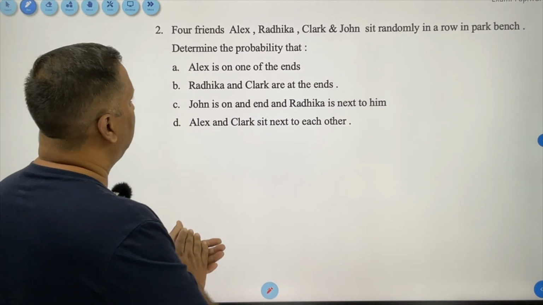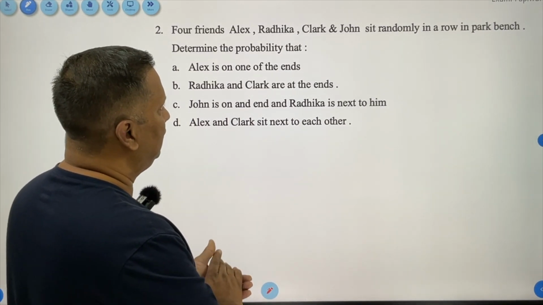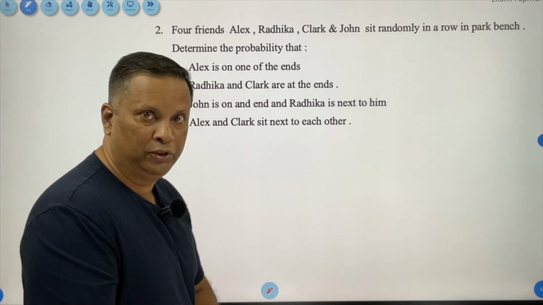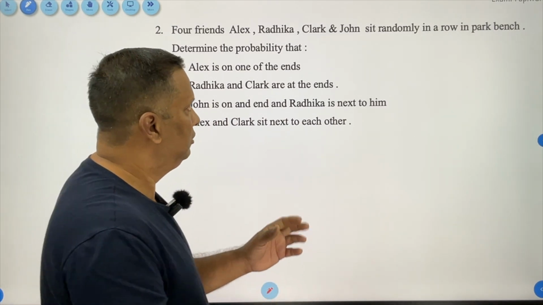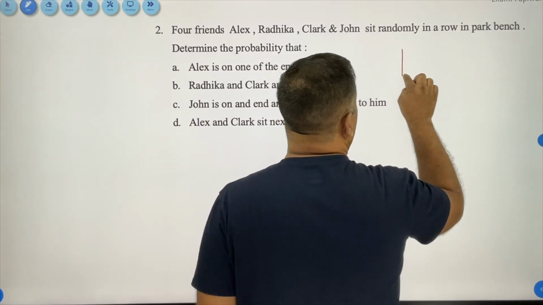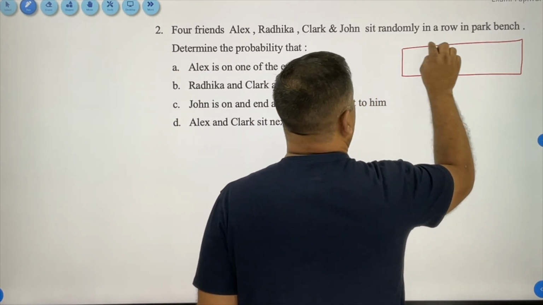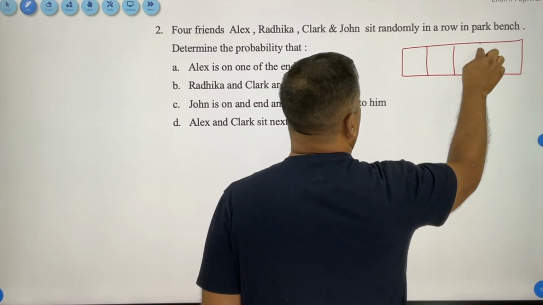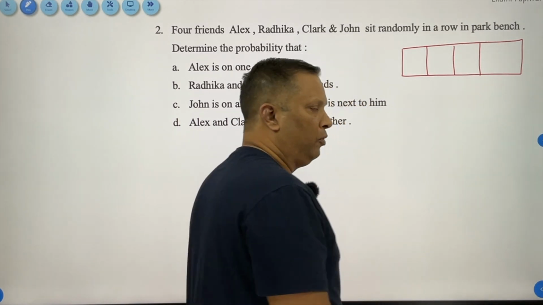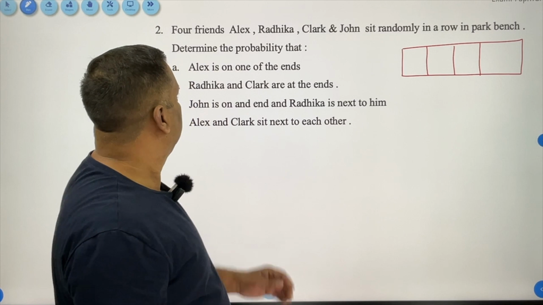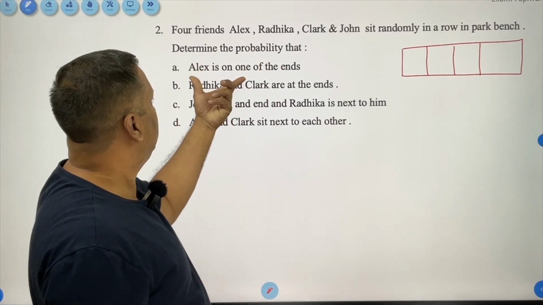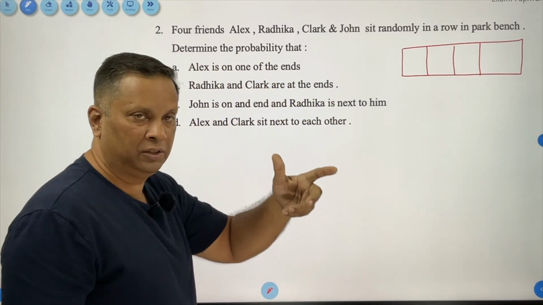There are 4 friends, Alex, Radhika, Clark and John. They sit randomly in a row on a park bench. So basically the bench is something like this. 1, 2, 3, 4. 4 kids can sit here. Determine the probability that Alex is on one of the ends.